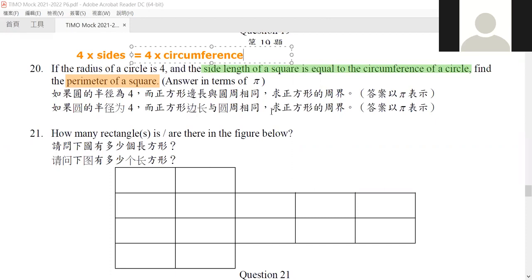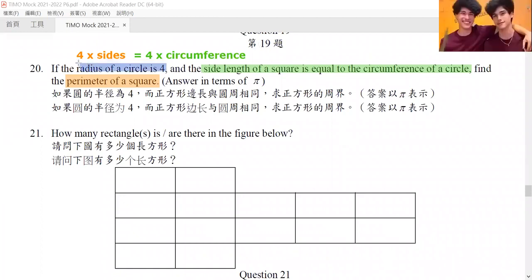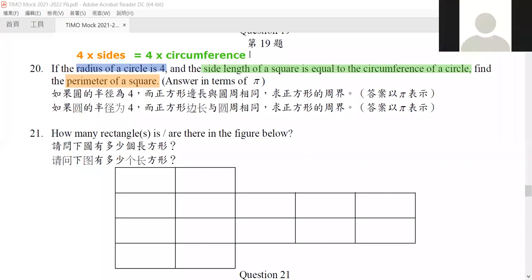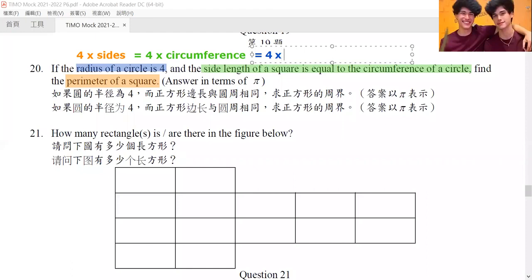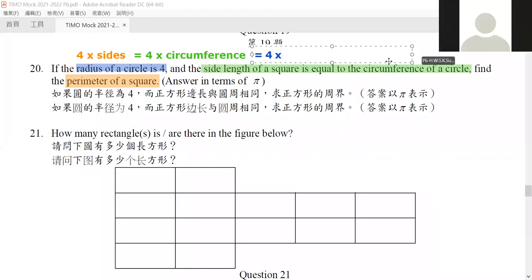But what is the circumference? The circumference is equal to pi times the diameter. The diameter is equal to 8 because the radius is equal to 4. So we know that the circumference is 8 pi, and the answer will be equal to 32 pi. So 32 pi is our answer.